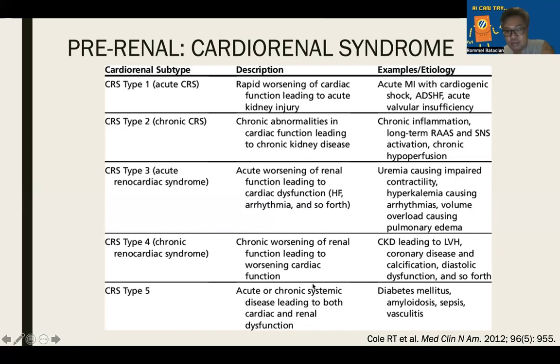The type 5 would be the systemic disease that led to both cardiac and renal dysfunction. So very common would be sepsis and diabetes mellitus. So it's a multi-mechanism, multifactorial trigger that led to both problems in the heart and in the kidneys.